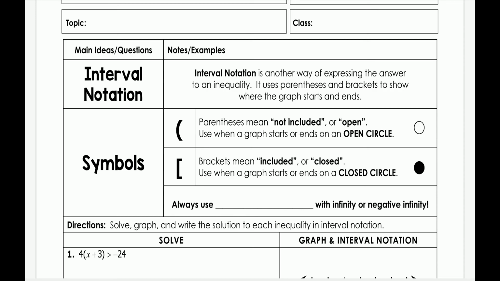Hello, everyone. You should have just taken a test or a quiz. I'm not sure which, and it should have been on word problems and something else. I can't really remember what else.